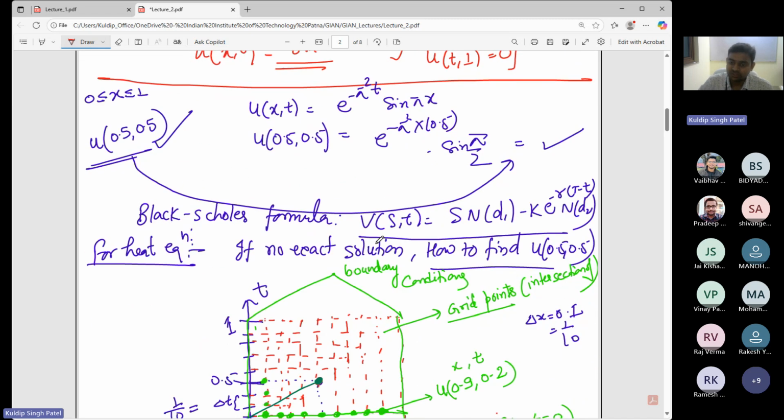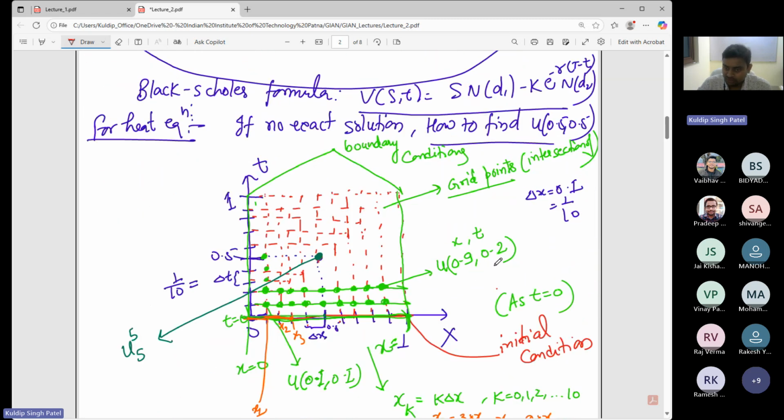So first we saw some motivation: suppose we want to find (0.5, 0.5), or we want to find (0.9, 0.2). So we need to make this grid, but it seems very complicated. Some of you asked, sir, it will be too lengthy a grid, then how will we do it?